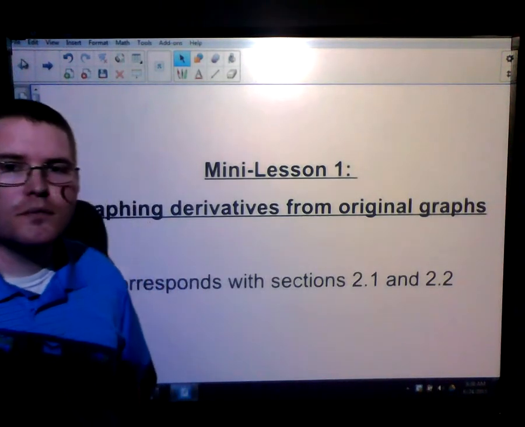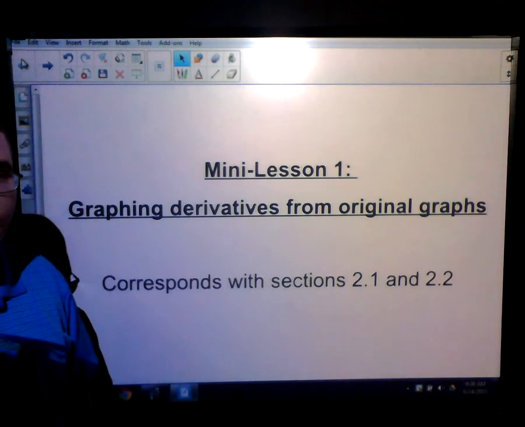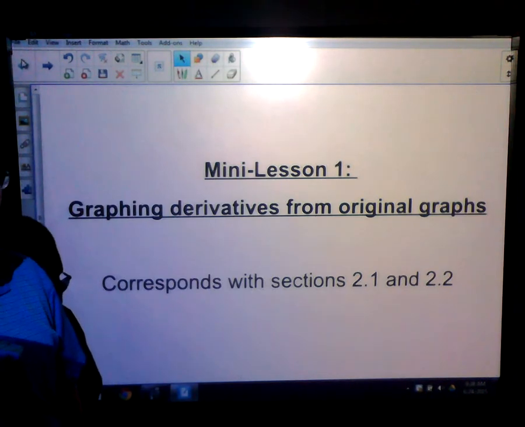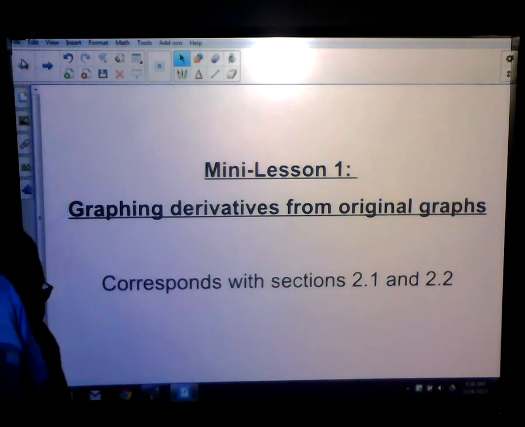Hey everybody, welcome to mini lesson number 1. This is graphing derivatives from the original graph. I'm also going to talk about how to draw an original graph from a derivative graph, but that's not quite as important right now. This corresponds to sections 2.1 and 2.2, so some of the stuff we do at the very beginning of the year.